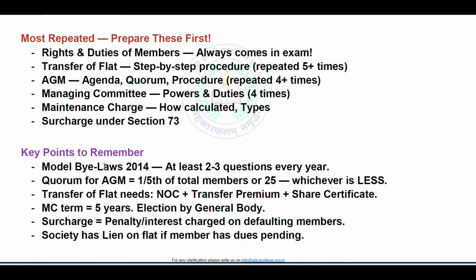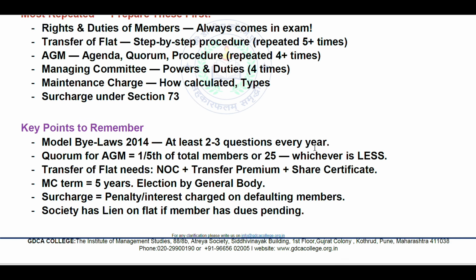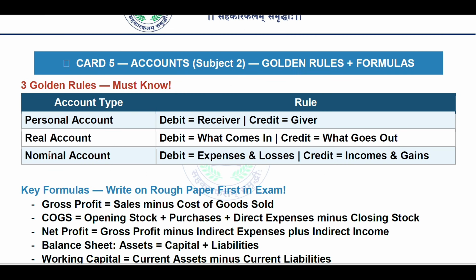Key points to remember: Model Bylaws 2014, at least 2-3 questions every day are asked from the Model Bylaws 2014. Quorum for AGM: 1/5 of total members, or 25, whichever is less. Transfer of flat needs NOC plus transfer premium plus share certificates. MC means managing committee; MC term is 5 years, election by the general body. Surcharge: penalties, interest charged on defaulting members. Society has a lien on the flat if a member has dues pending. So these are the key points to remember for paper number 1.